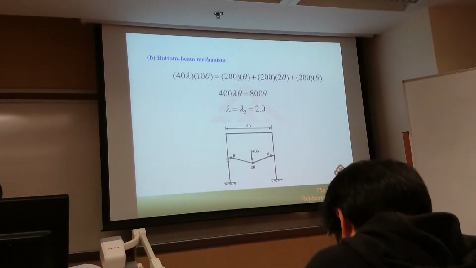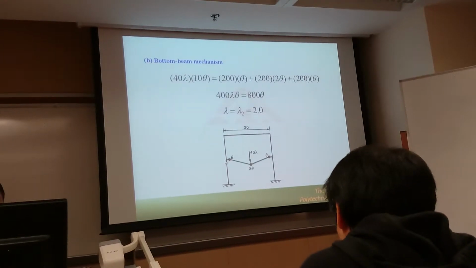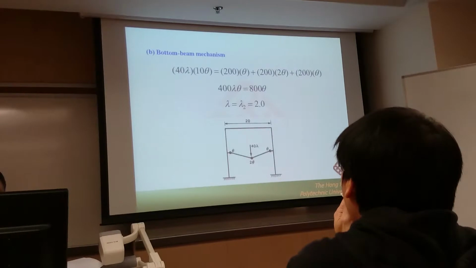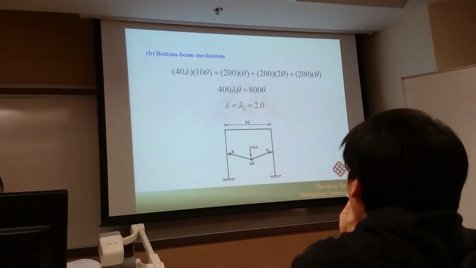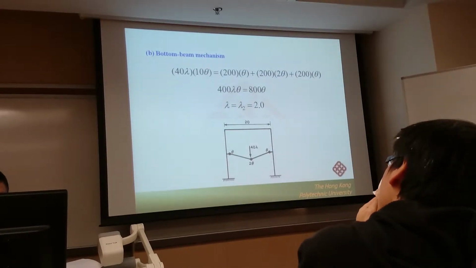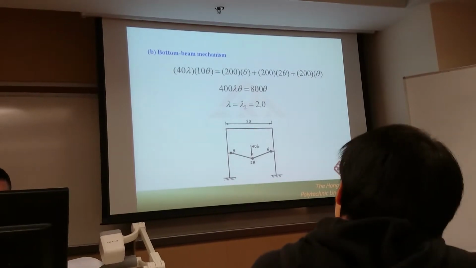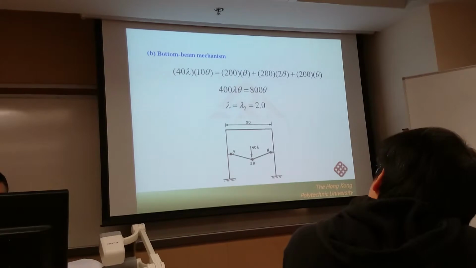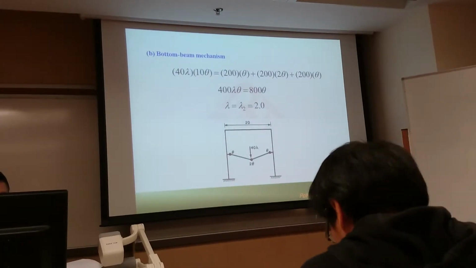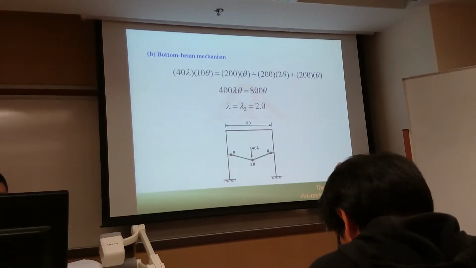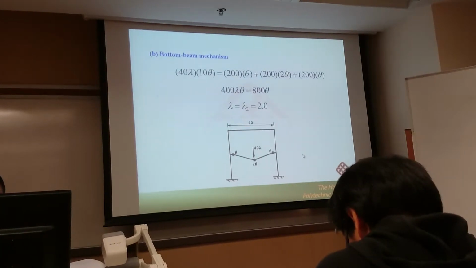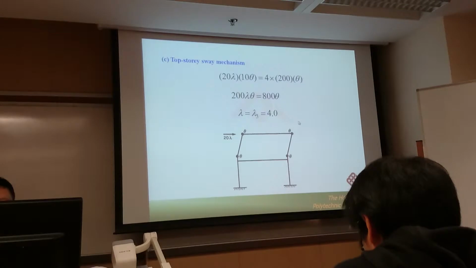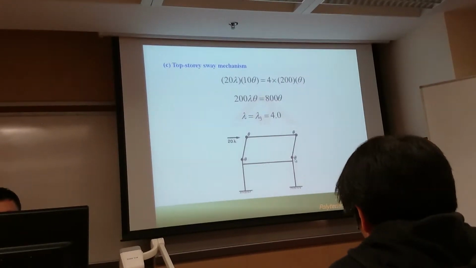So please understand the difference for the beam mechanism at the first story and at the top story, because at the top story, the connection just connects 2 members, but at the first story, each connection connects 3 members. So you have a different choice. So this is a beam mechanism, and also we have a top story sway.